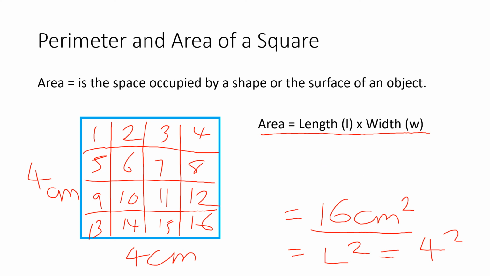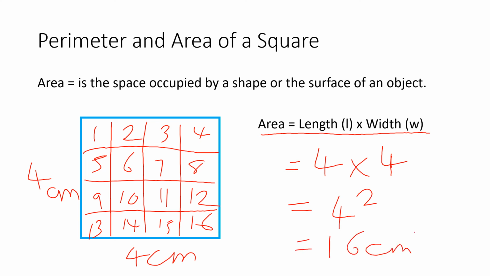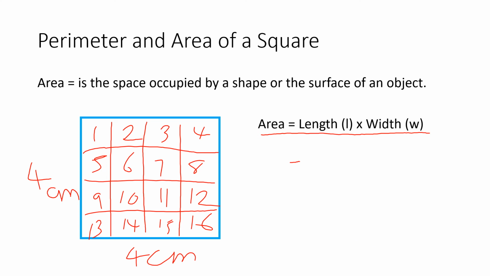Okay, so let me just rub this off. Okay, so length times width, because a square has 4 equal sides, instead of doing 4 by 4, 4 multiplied by 4, you can also do 4 squared, which will give you 16 centimeters squared. It's the same thing, right? But I prefer to remember this formula, which is length times width, because you can use the same formula to calculate the area of a rectangle as well, right?